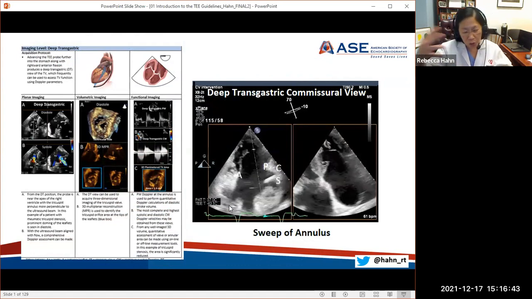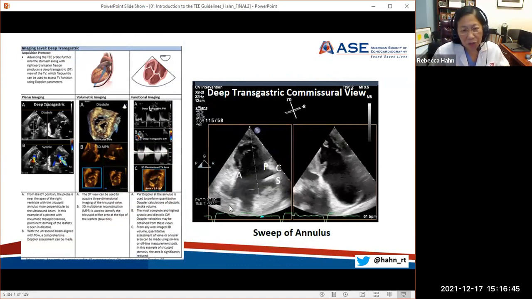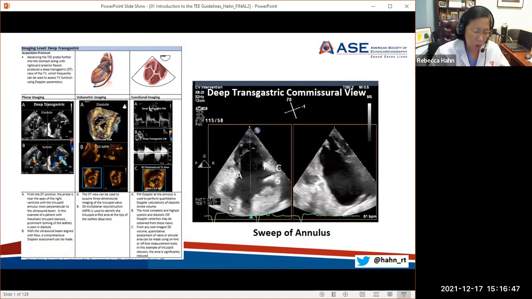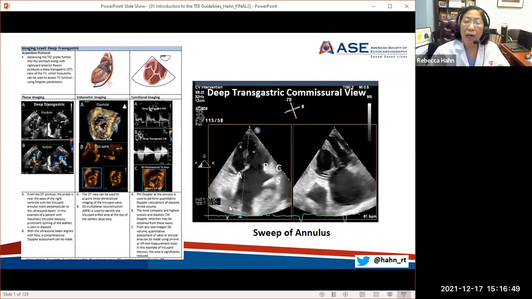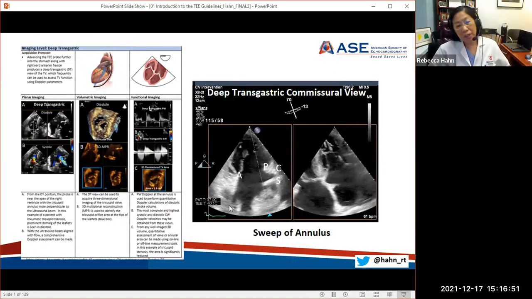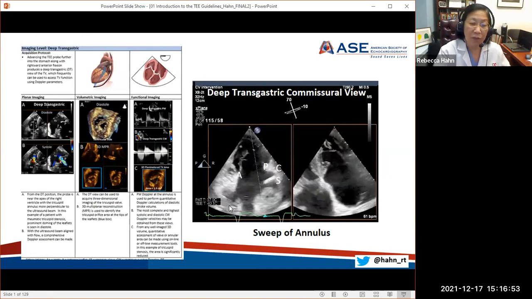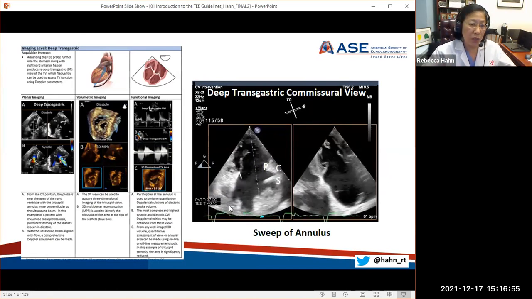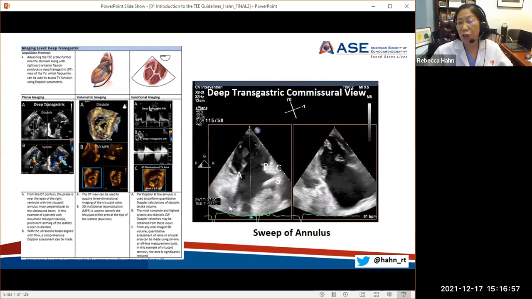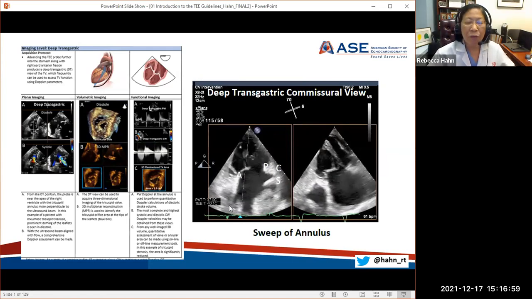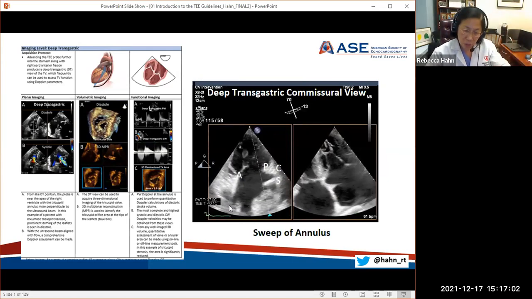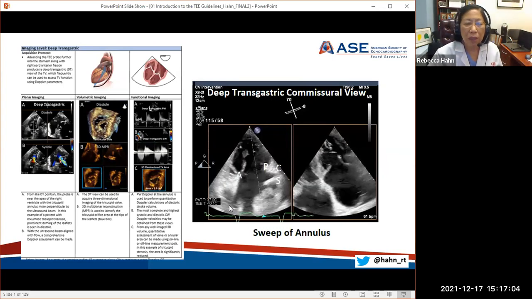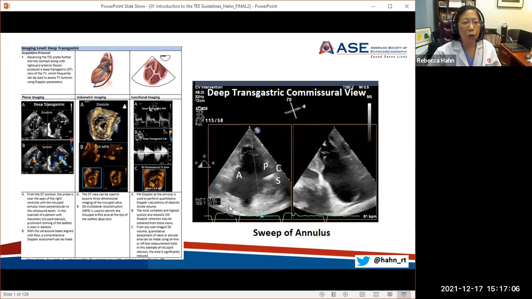So remember I showed you in the beginning of the talk that using the deep transgastric to get on axis for Doppler. Well, the same will occur for the tricuspid valve. So look at how beautifully aligned we are from a deep transgastric. It's like it's an apical view, and therefore we should be aligned with flow. So the insonation beam, ultrasound beam, should be aligned with flow.